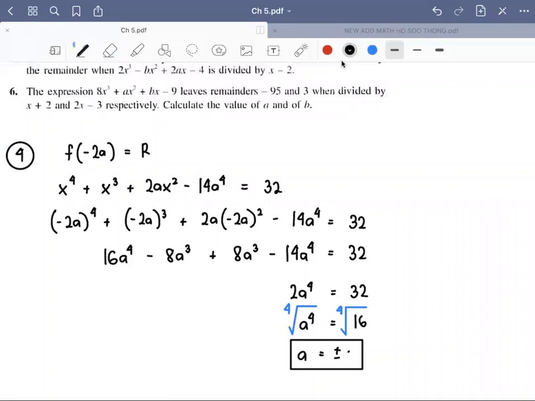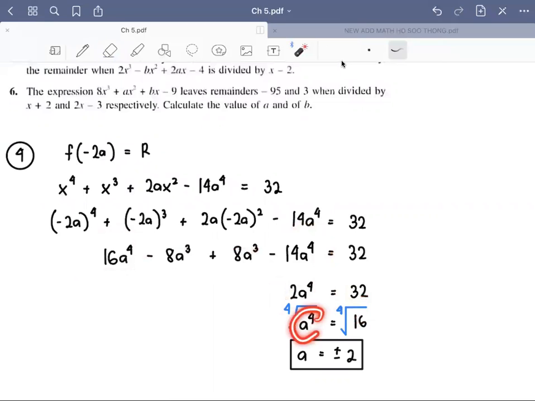Sorry for that. Anyway, going back here, this is 16a to the power of 4 minus 14a to the power of 4, which will give you 2a to the power of 4. So this is basically 0, right? So 2a to the power of 4 equals 32. So divide both sides by 2. That's what you need to remove first.